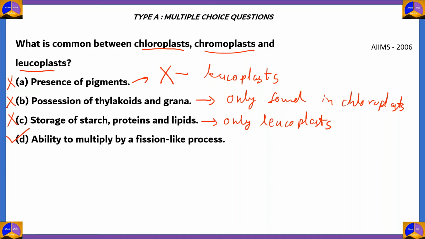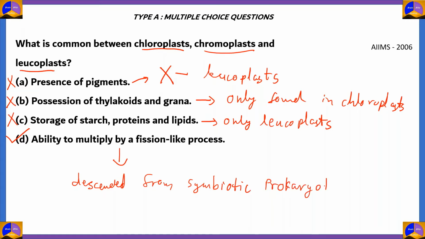The right answer is option D, ability to multiply by a fission-like process. This is due to the fact that all plastids are descended from symbiotic prokaryotes. So these originated from prokaryotes, and that's why they have their own DNA and protein synthesizing machinery. So they are descended from symbiotic prokaryotes, so all of them have the ability to multiply by a fission-like process.